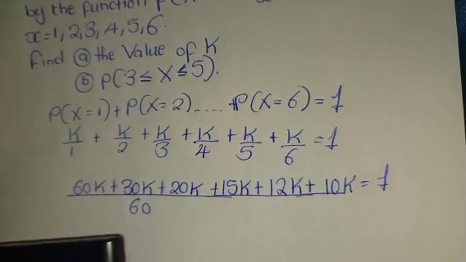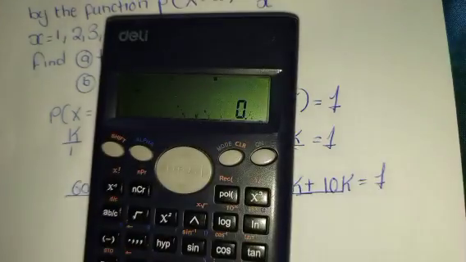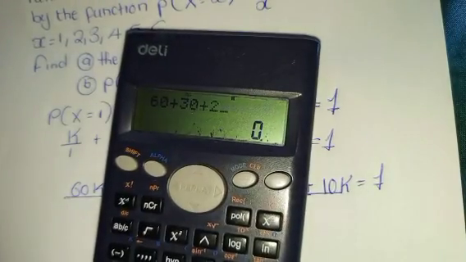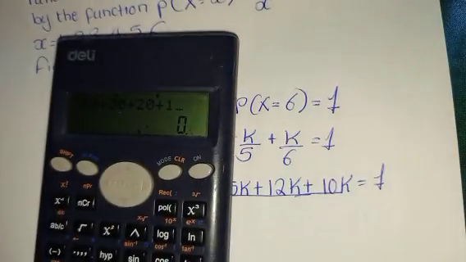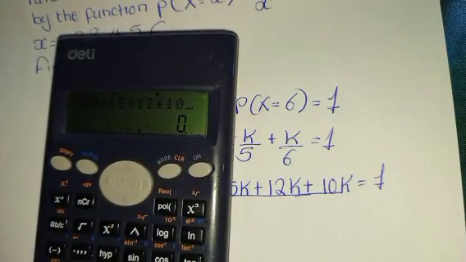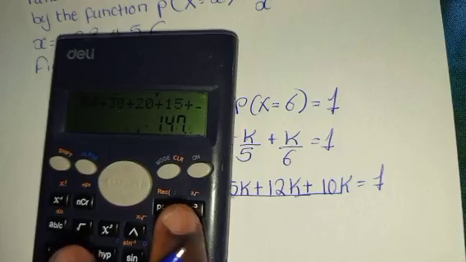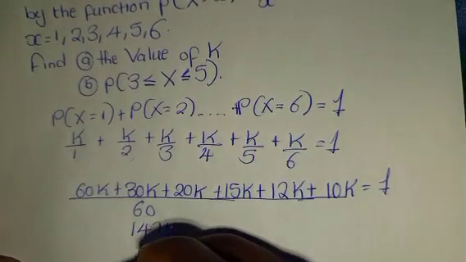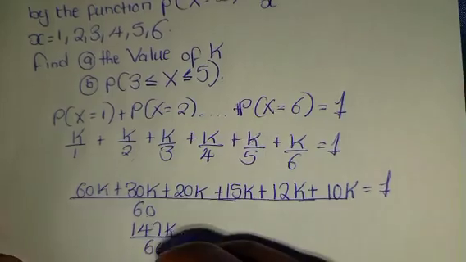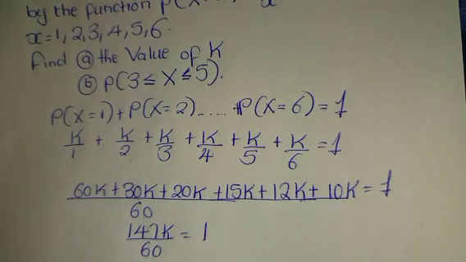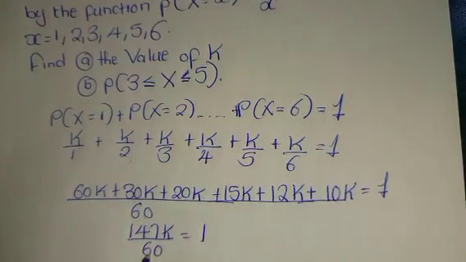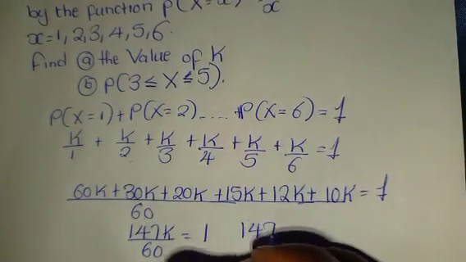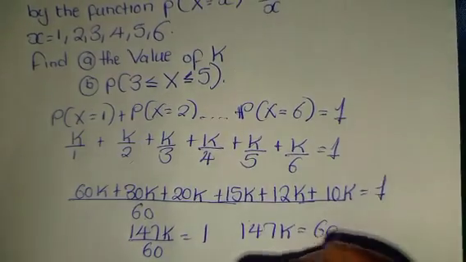Then from here, let's add the outcomes. So we have 60 plus 30 plus 20 plus 15 plus 12 plus 10. When you add, you will get your resulting outcome to be 147. k over 60 is equal to 1. Then from here, you will cross multiply. So 60 times 1 is 60. So you will have 147k is equal to 60.